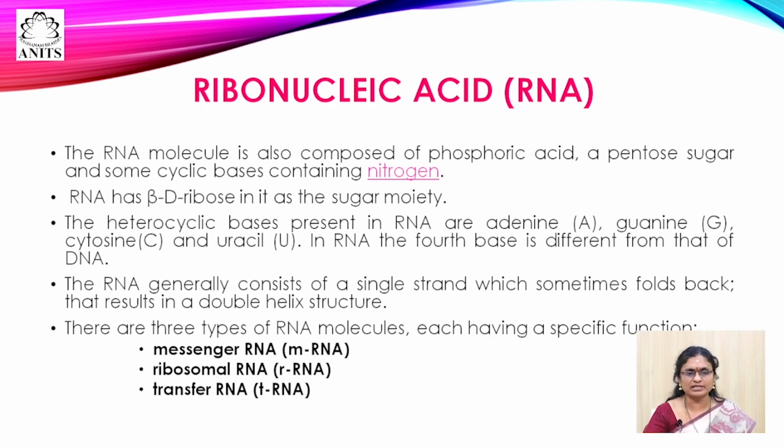The RNA generally consists of a single strand which sometimes folds back, that results in a double helical structure. There are three types of RNA, each with a specific function: messenger RNA called as mRNA, ribosomal RNA called as rRNA, and transfer RNA called as tRNA.